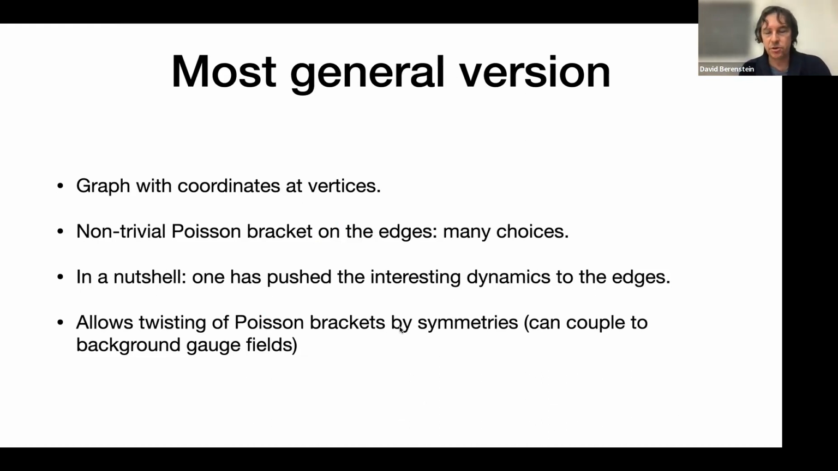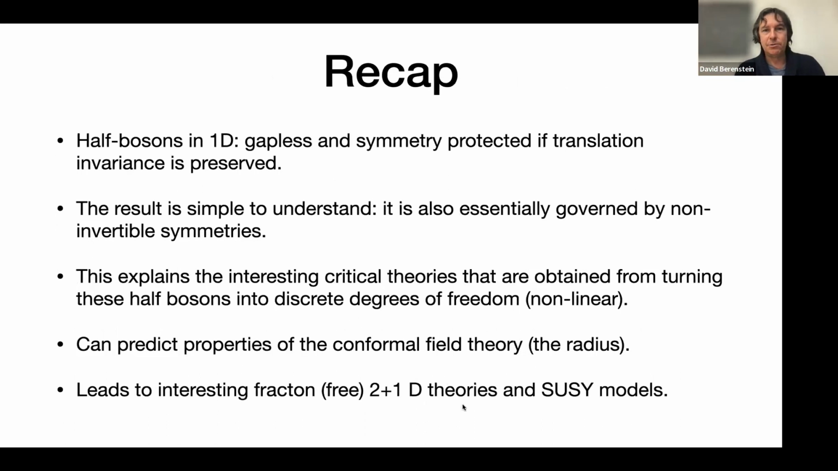Okay, so this is it. The recap is there's this weird construction that I found, having bosons in 1D. It leads to gapless and symmetry protected theories if you preserve translation invariance. The result is simple to understand. So I wrote it originally as a problem in the Brillouin zone, but the real important thing is that it was governed by non-invertible symmetries. And I didn't know what those were when I started. And to be honest, a lot of the papers on non-invertible symmetries I only understood after I understood this example.